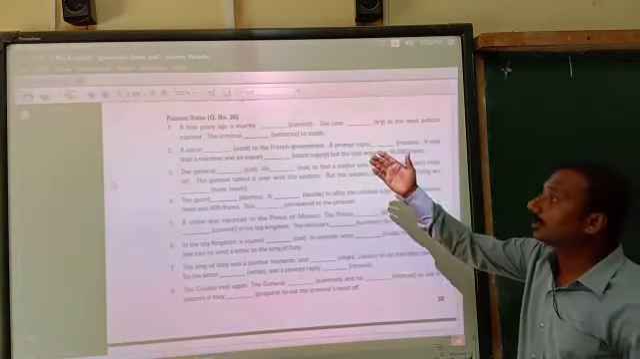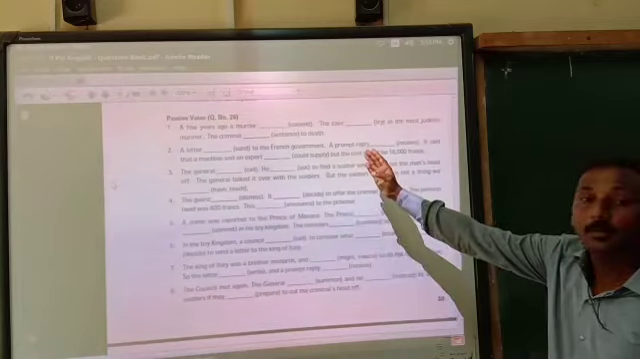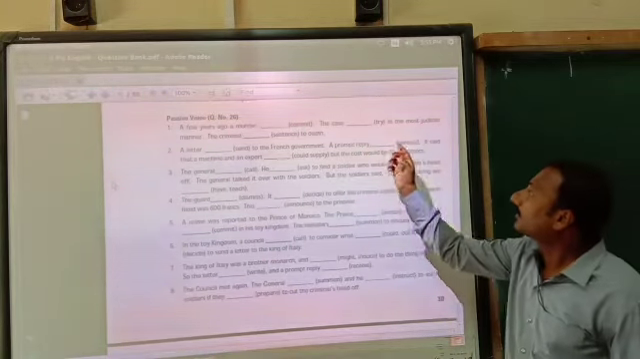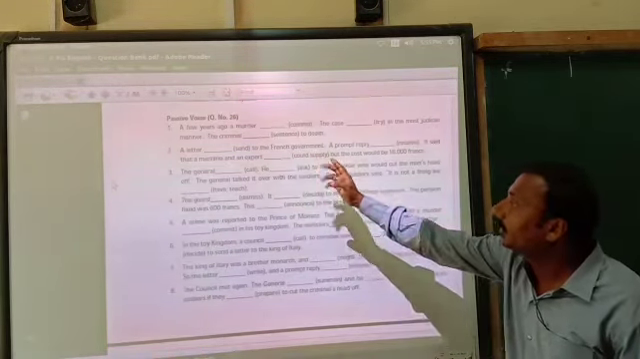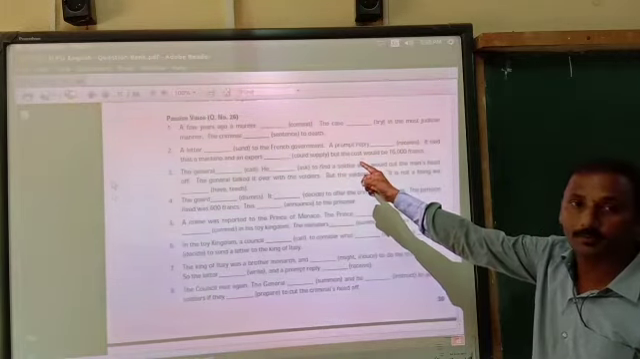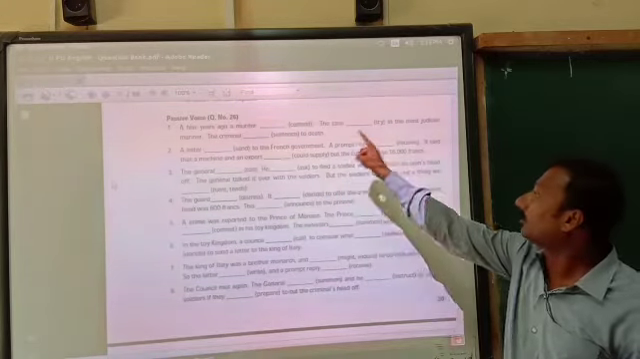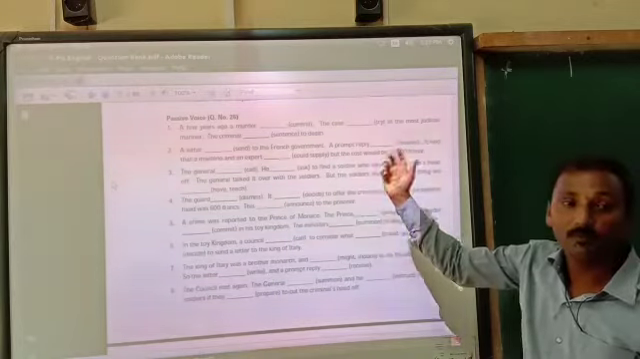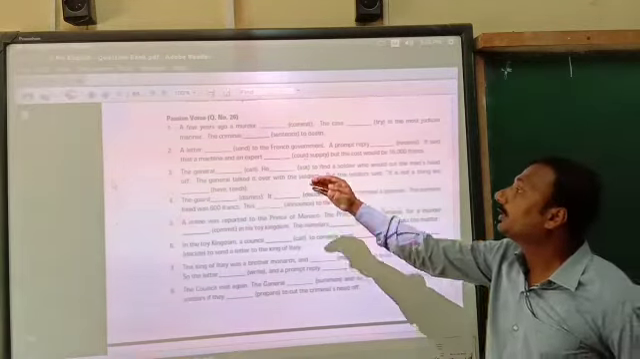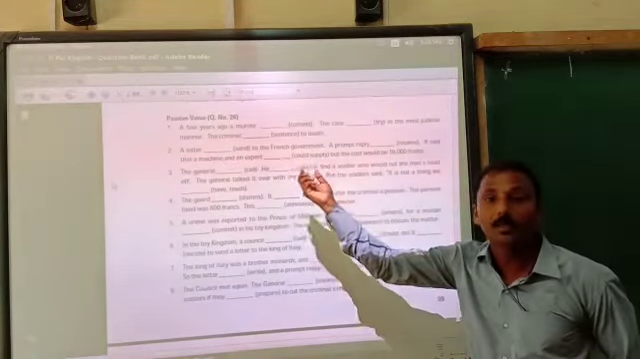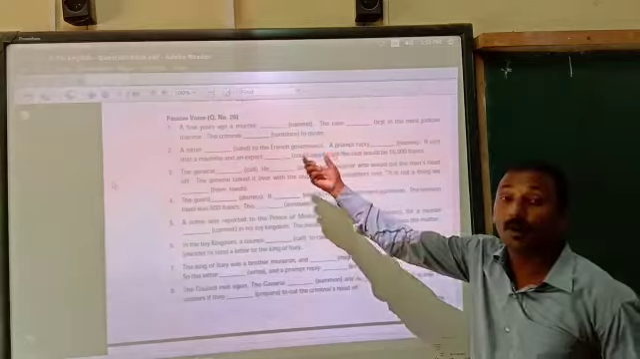And this is our question number 26. The question: a few years ago a murder dash in bracket commit, the case dash try in the most judicial manner, the criminal dash in bracket sentence to death. So this is a question, and we have to find out commit, try, sentence. These are all in present form of verb, and in passive voice the verb appears in V3 form. Then use a helping verb. It's a simple past tense. Sorry, in the simple past tense we use was and were only.